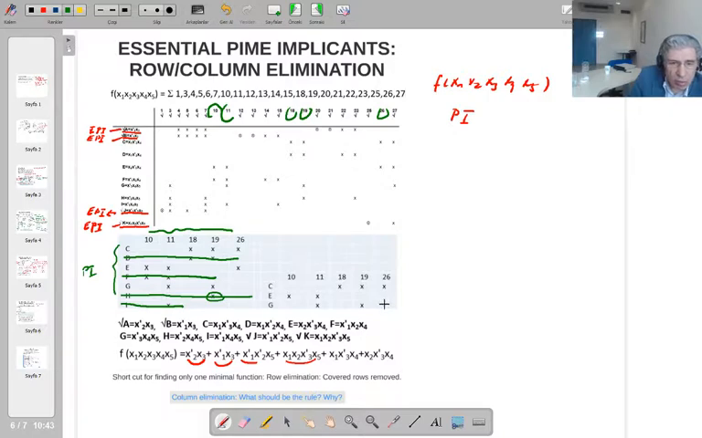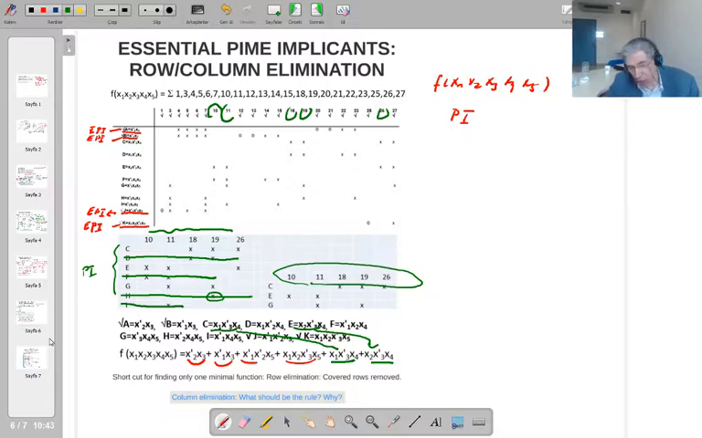From that simpler table, I can easily see that the prime implicants C and E cover all the true min terms here. So C, which is this, and this. I add these 2 prime implicants, which cover all these true min terms, to my essential prime implicants to find out the minimal function.